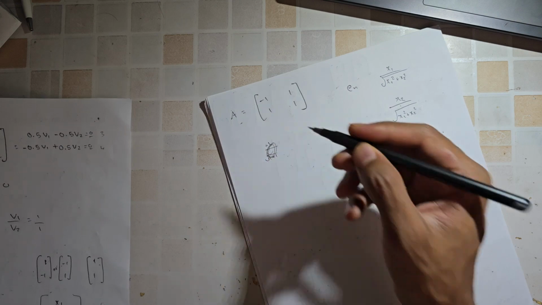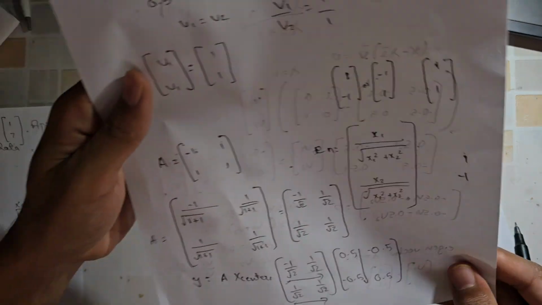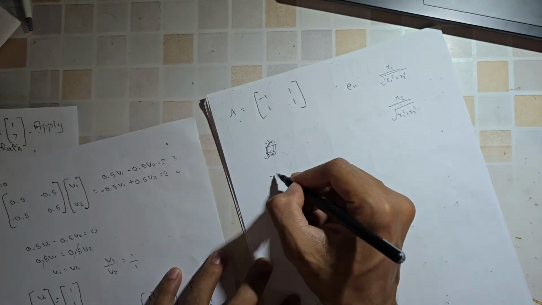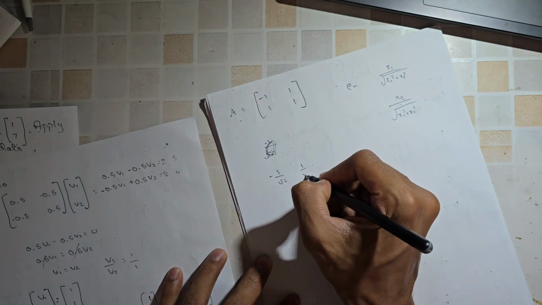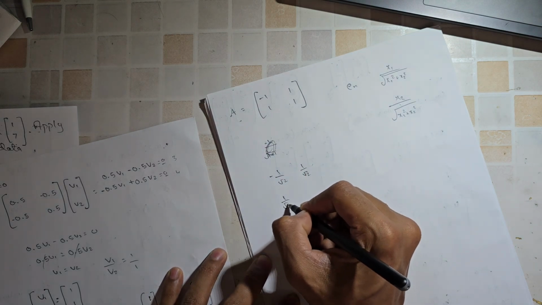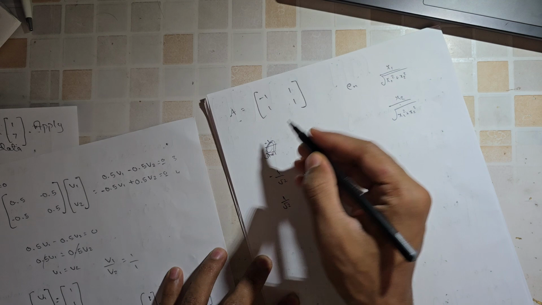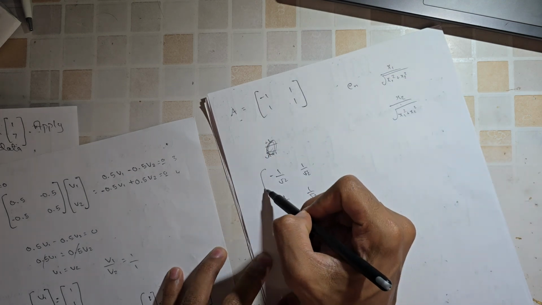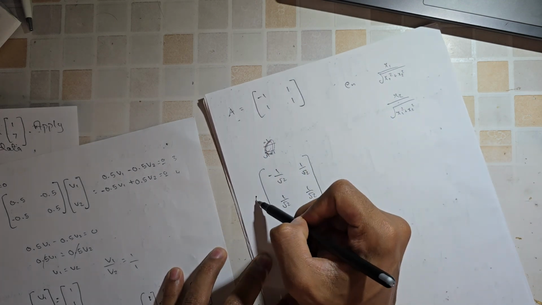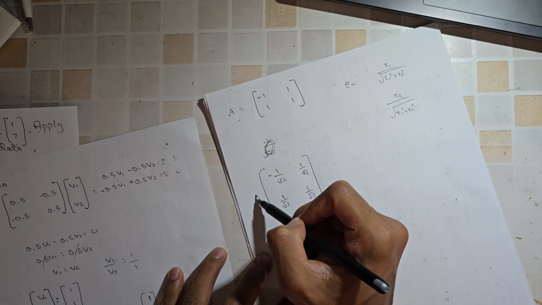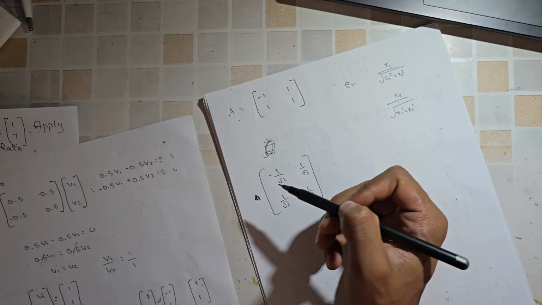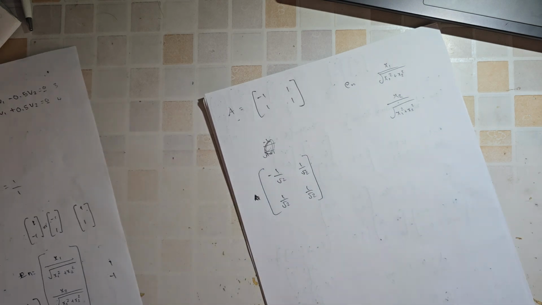So I'll just directly write it. So finally, if you can see, you will get it as minus 1 by root 2, 1 by root 2, 1 by root 2, 1 by root 2, the only place here minus like that. So what is this? Sorry, this matrix. So now we have transformed this A into this.